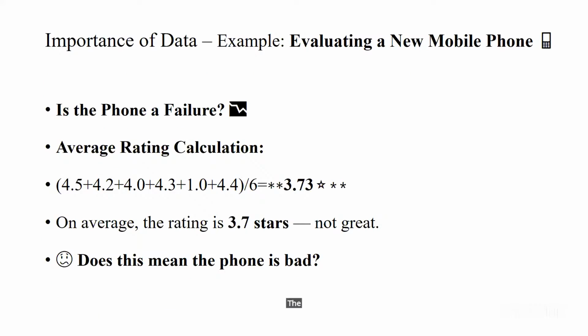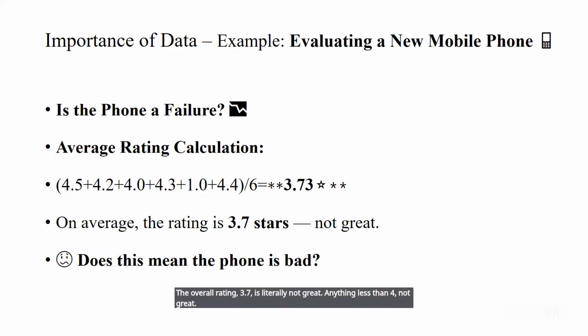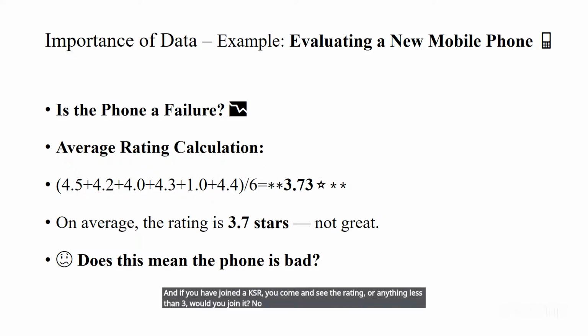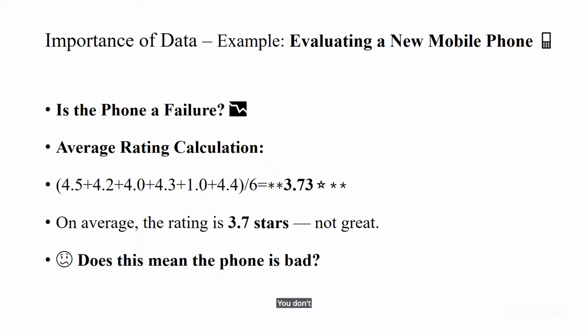The overall rating 3.7 is literally not great. Anything less than 4, not great. You go to a restaurant, anything less than 4, you don't go. If you have joined a KSR, you come and see the rating, or anything less than 3, would you join it? No. Anything you always have less than 4, you don't join. Now, can I say that KSR's phone model was a failure model?